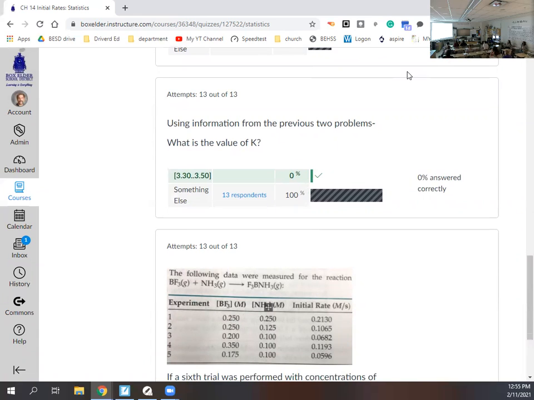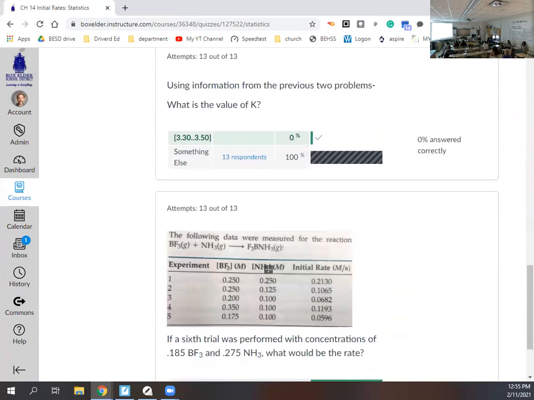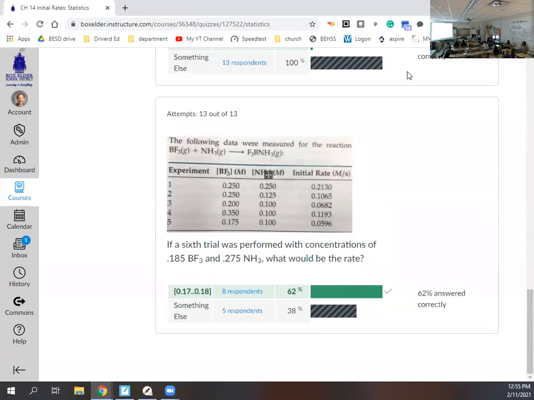Well, that's what happens when the teacher puts the wrong number in the key. Okay, but we knew that was a mistake because you can't get this right if that was wrong. So if a 6th trial is performed with concentrations of this and that, what would be the rate? Now that you know K, you just plug it all in and you go. There are questions like this on the exam. Make sure you are good at it.